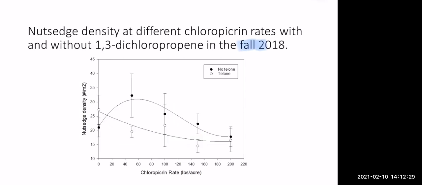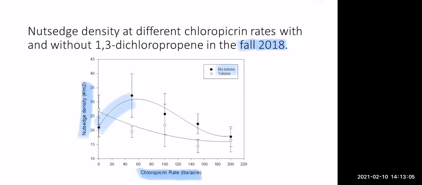I do want to point out that there are differences between the seasons, and those differences are important. This first graph is fall 2018. This is the only season of the 3 that we saw this pattern, but this is a common pattern that we see in many studies that we have conducted here at GCREC. So it's different chloropicrin rates, and this is the number of nutsedge per square meter. The black dots are no telone, and the clear dots are with the presence of telone. Let's look at the black dots first. What you see is from 0, the non-fumigated, to 50 pounds per acre, you actually see an increase in nutsedge density. And that's not surprising.